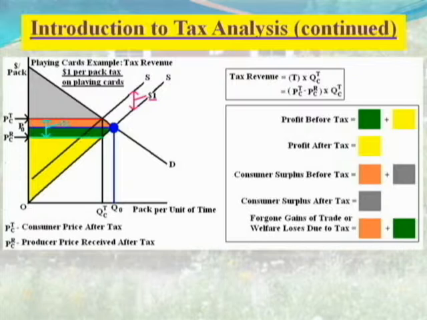The green area plus the yellow highlighted area of the graph represents the profit before tax. The yellow highlighted area represents the profit after the tax. So the profit realized by the producer is reduced as a result of the tax.